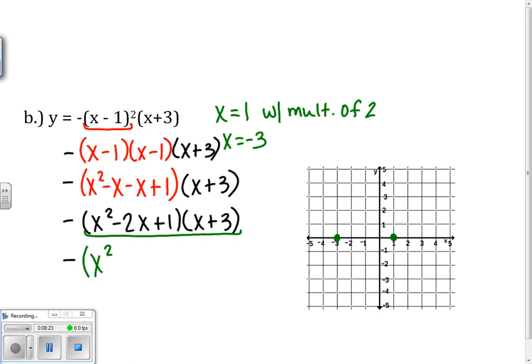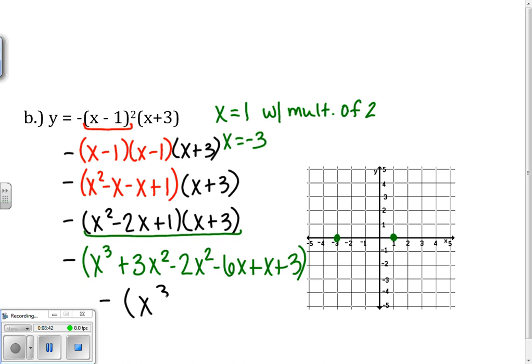I get x squared, or no, not x squared, sorry. X cubed plus 3x squared minus 2x squared minus 6x plus x plus 3. That was a pretty big distribution. I'm going to pretty that up before I give my negative. X cubed gives me plus x squared, and then minus 5x plus 3.